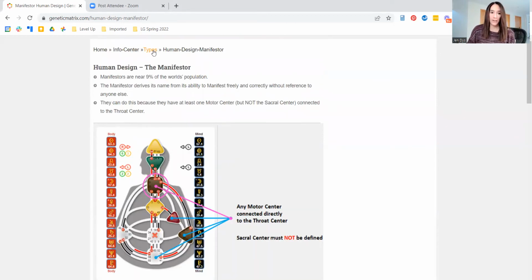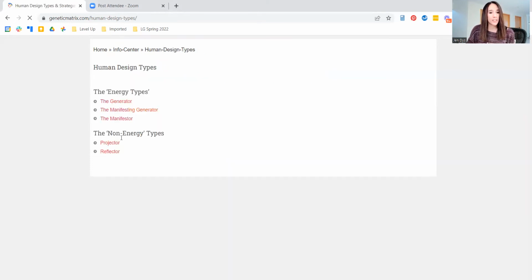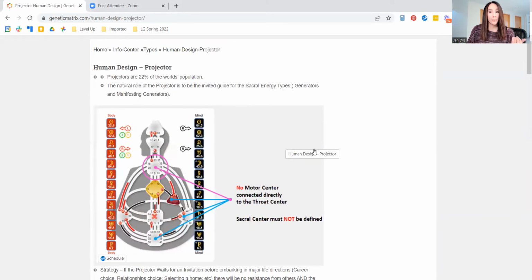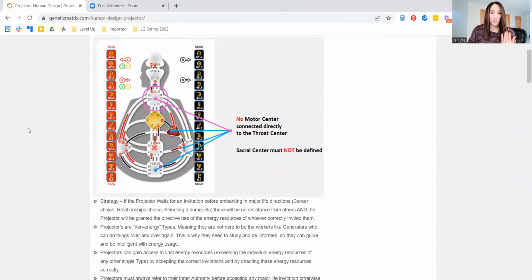So that is the manifester type. There are more characteristics involved in each one, and I will do a separate video where I go into each type a little more in depth, but this just breaks it down. Then we get into projector. About 22% of the population is a projector.